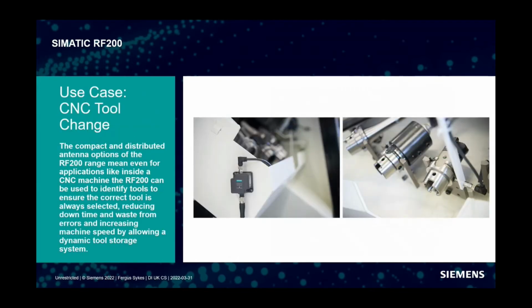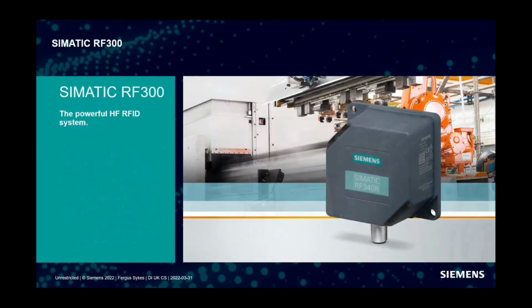You can see here, this is an example used in tool change applications. The tool on the right there has a little proximity switch style RFID reader, and actually an RFID tag embedded in the CNC machine's tool there. So you can have dynamic storage options and things like that, increase the efficiency, and avoid having the wrong tool selected if it was put in the wrong place, that sort of thing.